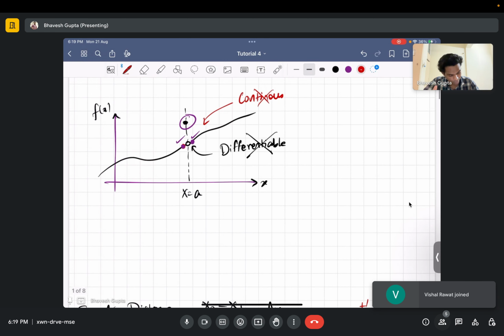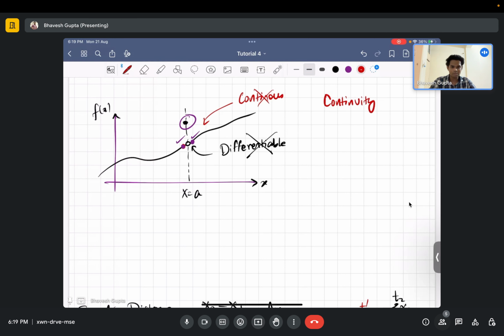One important point. Anyone have a question? See, there is one concept called continuity, which we discussed earlier, and there is another concept called differentiability, which we will discuss now. Differentiability implies that if your function is differentiable, then you can directly claim that your function is continuous at that point. But if your function is continuous, not necessarily the function is differentiable.